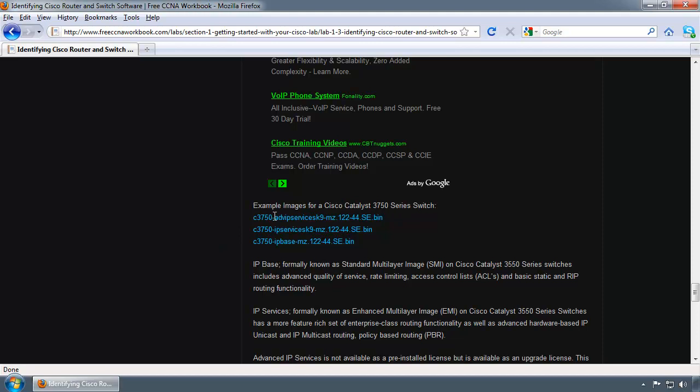The switch naming convention will always start with the platform, same as it is with the router, and it will follow with the feature set. And if it has cryptography services that have K9 in the image, then it will have where the image is loaded from. So this one here is loaded from RAM. And as you can see here, this image is zip compressed, as denoted by the Z, and it's 12.2 release 44 SE.